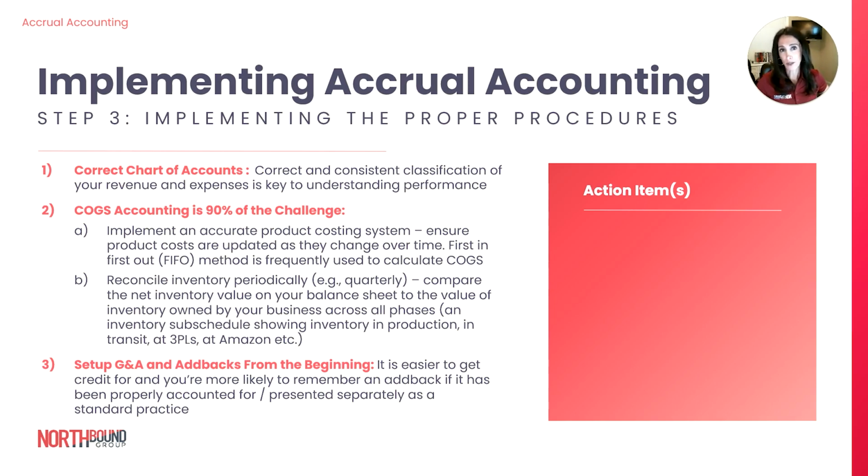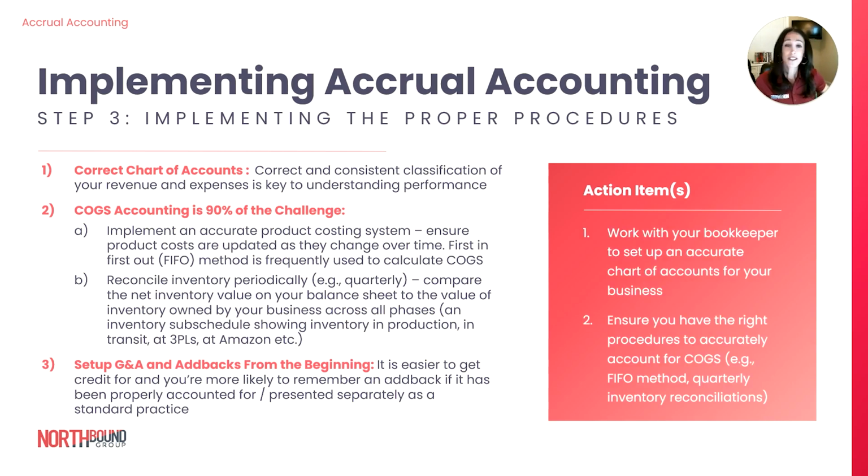If you don't have that set up within your chart of accounts with your bookkeeper, that is something quite easy for them to do. And you can probably go back over the last 12 months, 24 months and pick out some items that would qualify for add backs and place those into that new non-business expense line item. Now, here's some action items for you. Number 1, work with your bookkeeper to set up an accurate chart of accounts for your business. And number 2, ensure you have the right procedures to accurately account for your COGS. The FIFO method, the quarterly inventory reconciliations, these are all important steps to take to make sure you're on the path to proper accounting procedures.